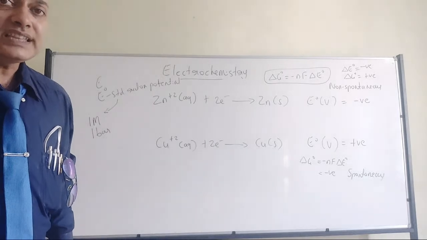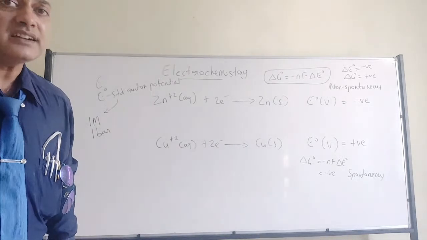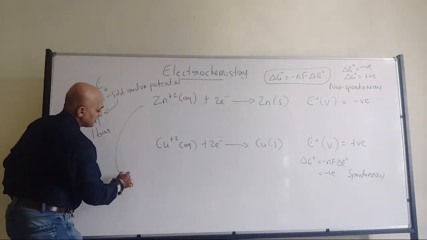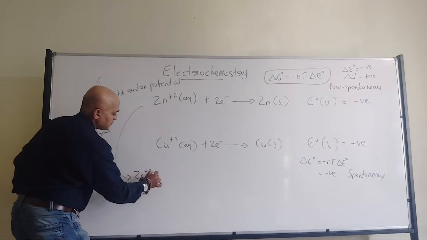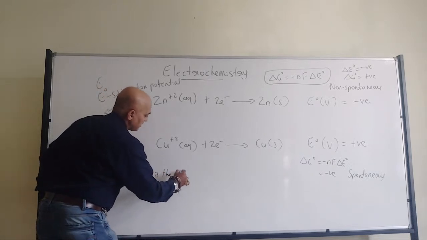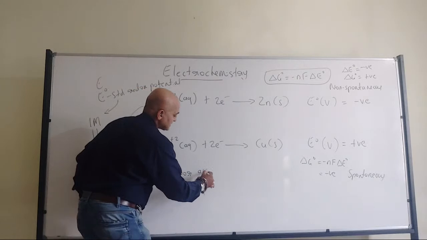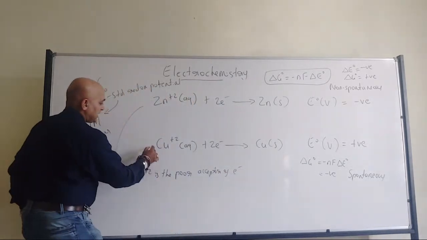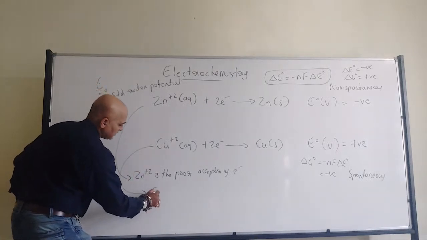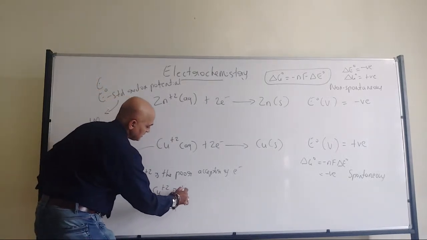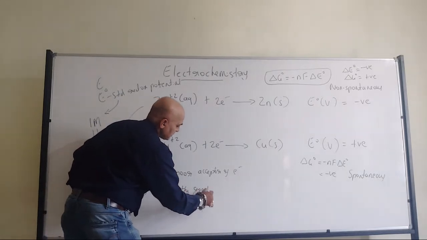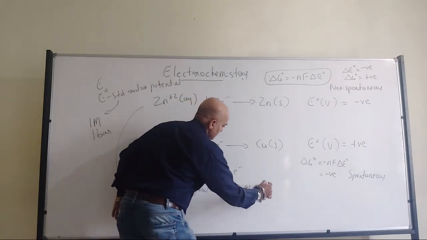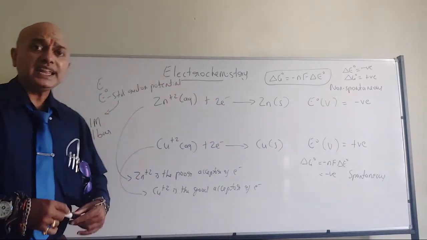Now based on this statement, what can we conclude? We can conclude that zinc is the poor acceptor of electron. Poor acceptor of electron. Okay? And based on this we can tell that copper ion is the good acceptor of electron. All of you will agree?